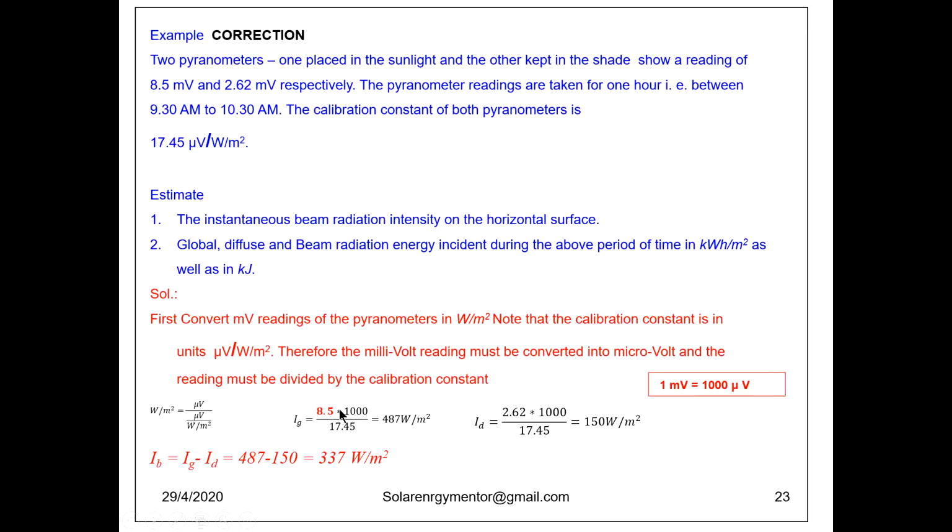And then the second correction was here: 6.5 was written mistakenly. It is 8.5. This gives the correct answer. So these corrections must please be noted.